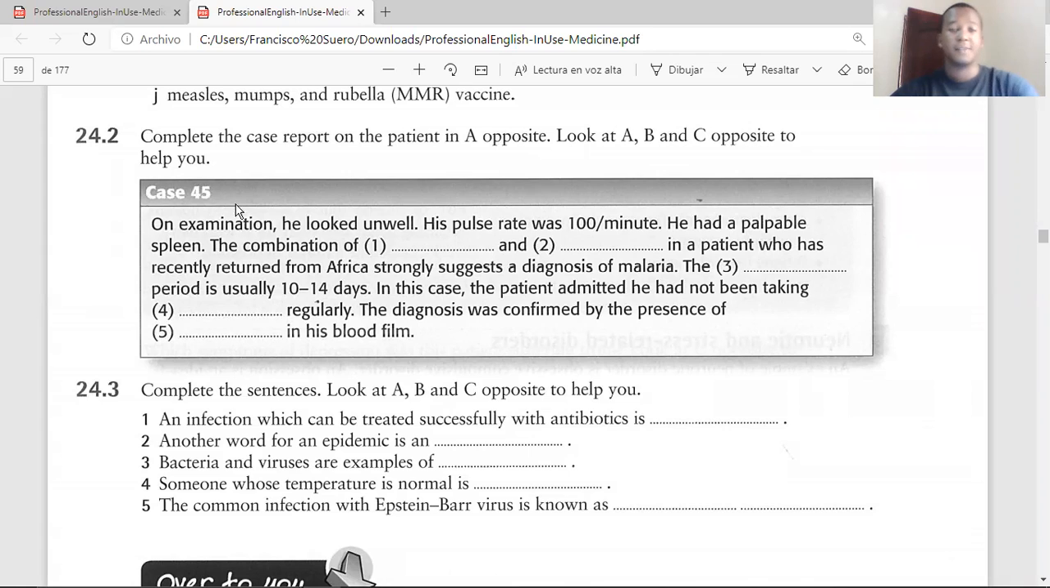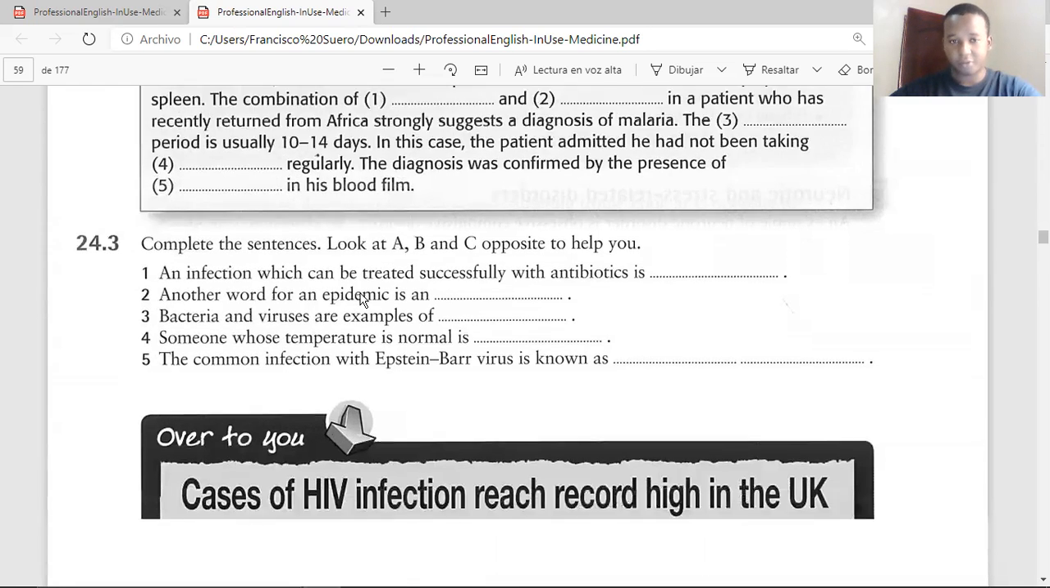Case 45. On examination, he looked unwell. His pulse rate was 100 beats per minute. He had a painful spleen. The combination of fever and rigors in patients who have recently returned from Africa strongly suggests a diagnosis of malaria. The incubation period is usually 10-14 days. In this case, the patient admitted he had not been taking prophylaxis regularly. The diagnosis was confirmed by the presence of parasites in his blood film.